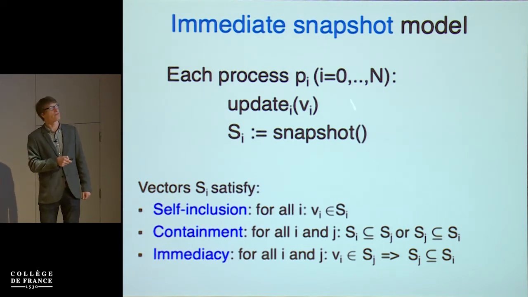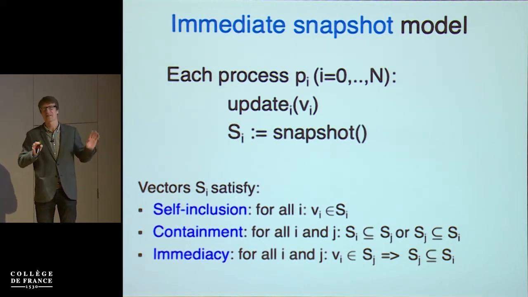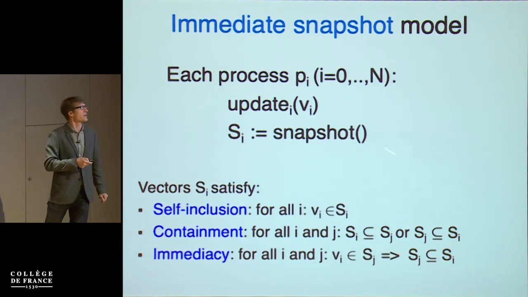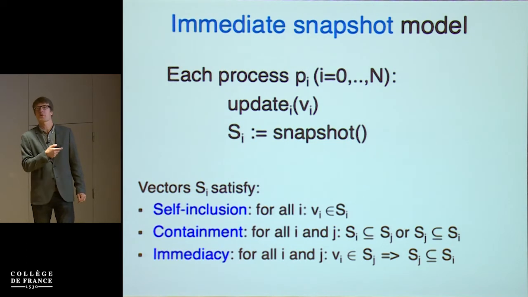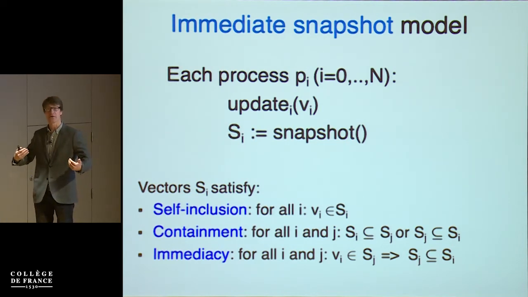So the one round of this model, I call it immediate snapshot because it's slightly stronger than atomic snapshot. We don't have time to really go into this, but it's something which is implementable in read-write. That's the most important thing. So I update and then I take a snapshot. This is my new view. By taking a snapshot, I get a set of values which other processes have written.